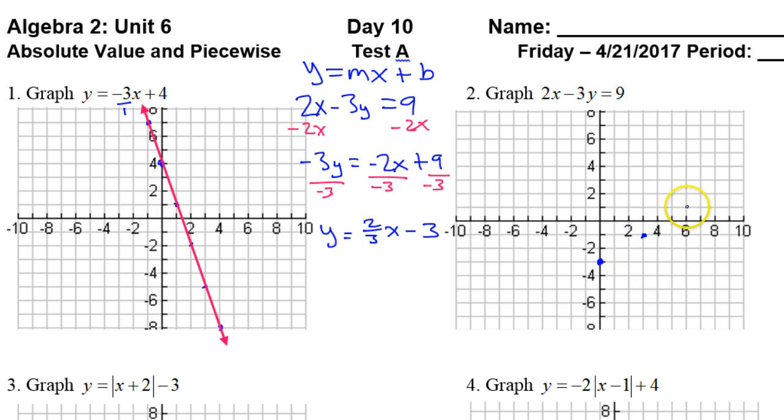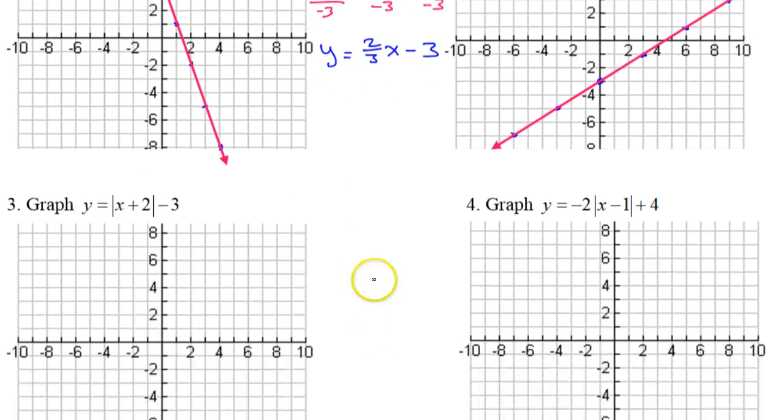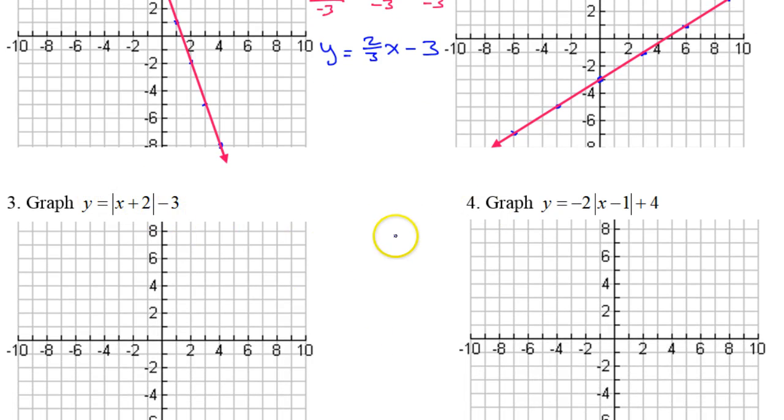All right, so up 2, right 3. And I can repeat this pattern to the left by going down 2, left 3. So this is where the line should be graphed. So number 2 should look like this. Now, notice that number 1 and 2 are linear, and I can tell that because there's no absolute value symbol.